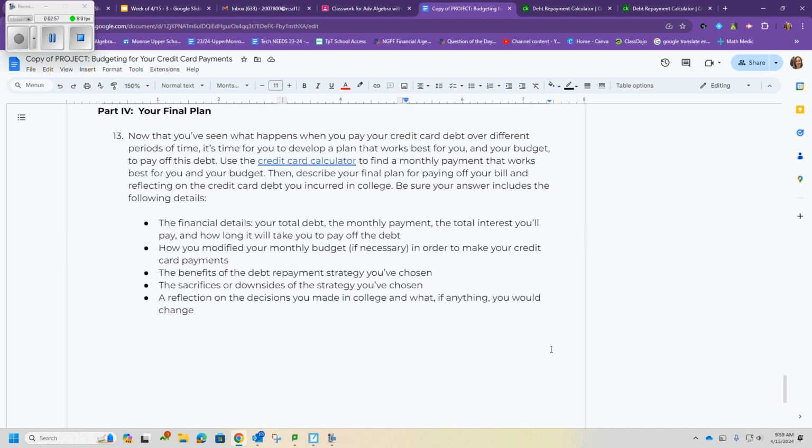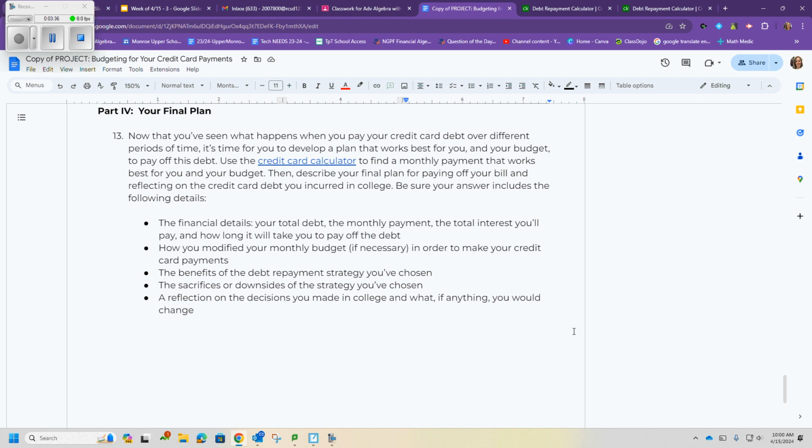Or I just had an idea. Maybe you're going to plan to get a side job or something to try to make a little bit more money, but you're going to have to do some research on that and find out how much extra you could make and how much extra time you are going to have to be working on that. The benefits of the debt repayment strategy you've chosen. Okay, so once you choose your strategy, and where you're taking the money from, and what's good about doing that, what do you like about that option, and then also the sacrifices or downsides of the strategy you've chosen.